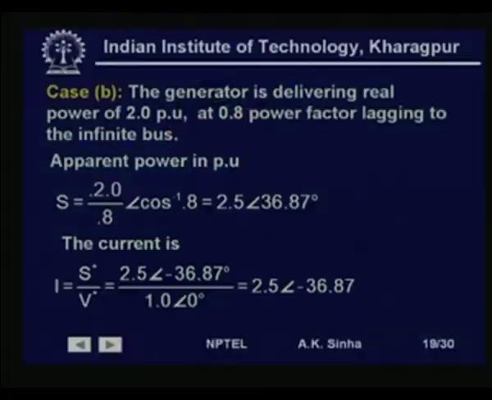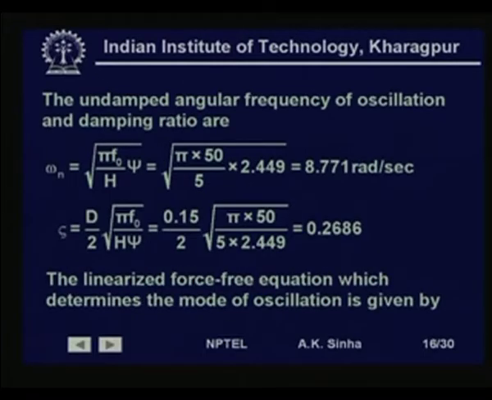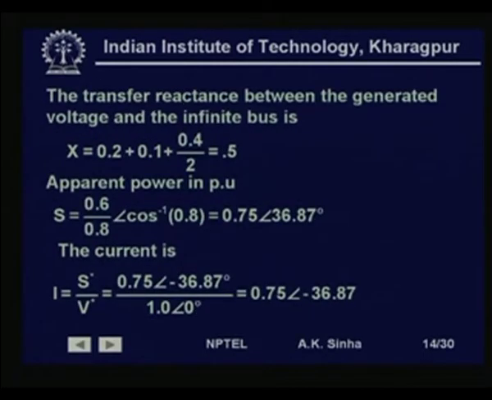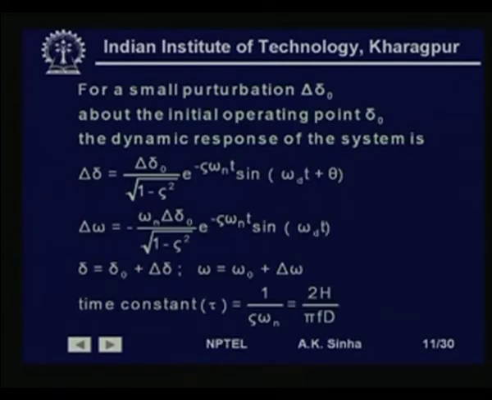Also, the other thing is, we have seen here that the time constant is 1 by zeta omega n, and normally around 4 time constants you will find the system would have settled down to less than 1% of the magnitude of oscillation.